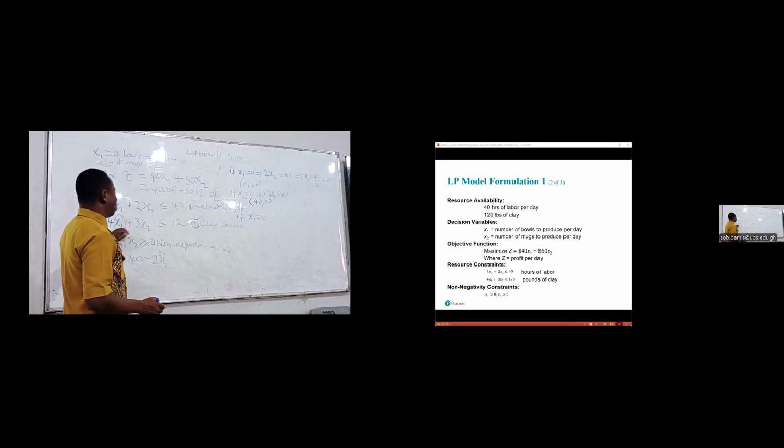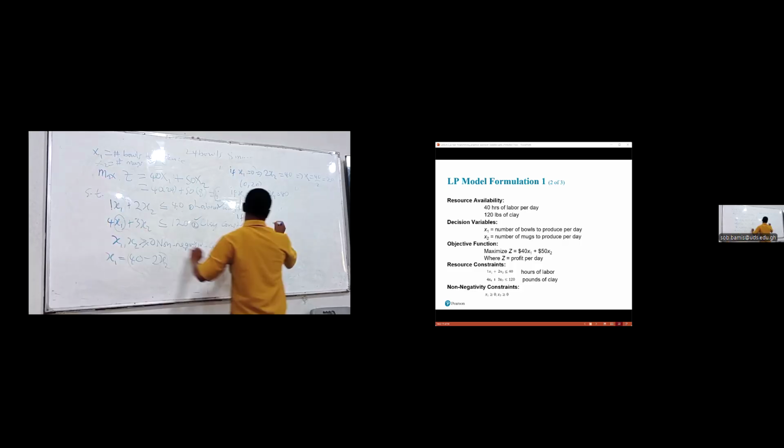This whole term for x1 is 0. So we now have F2 equal to 120, which will imply x2 is equal to 120 divided by 3, which is 40. So we have another set of coordinates: 0, 40.